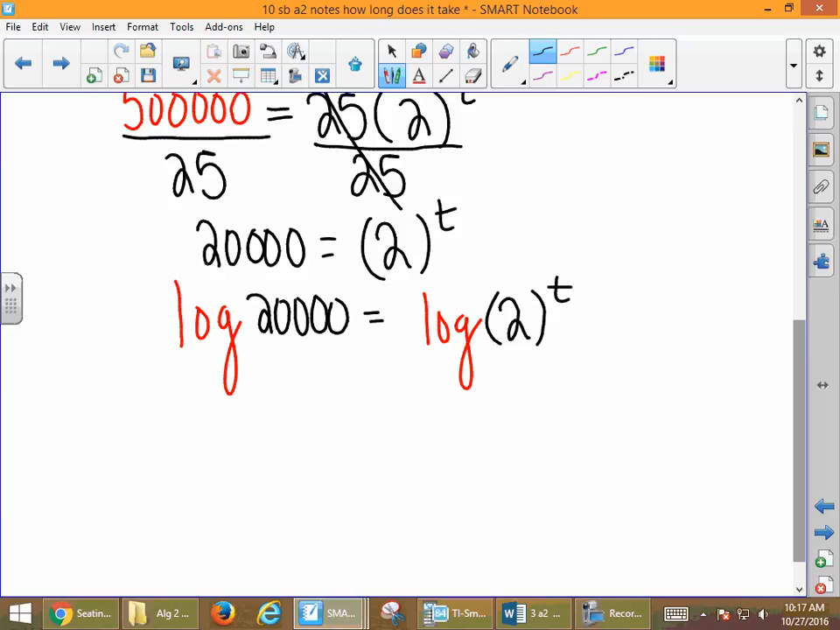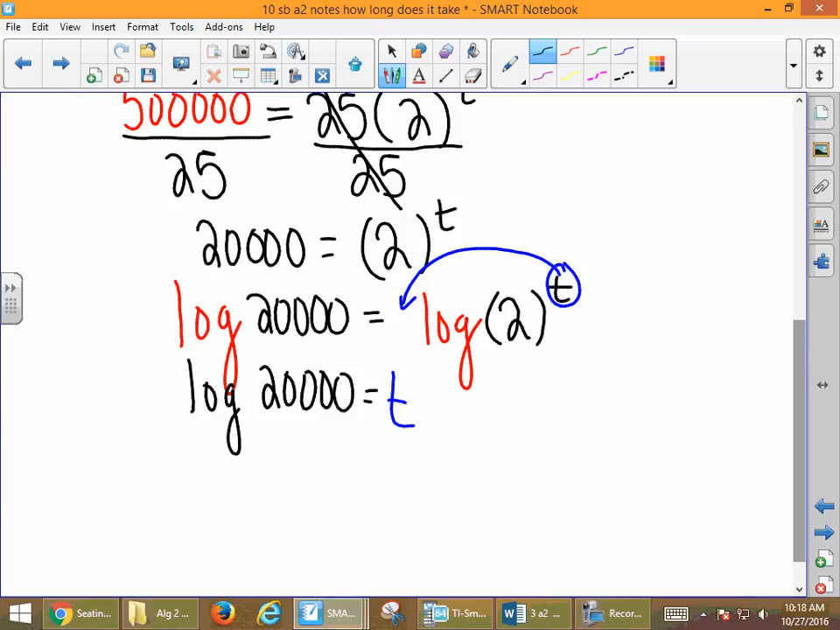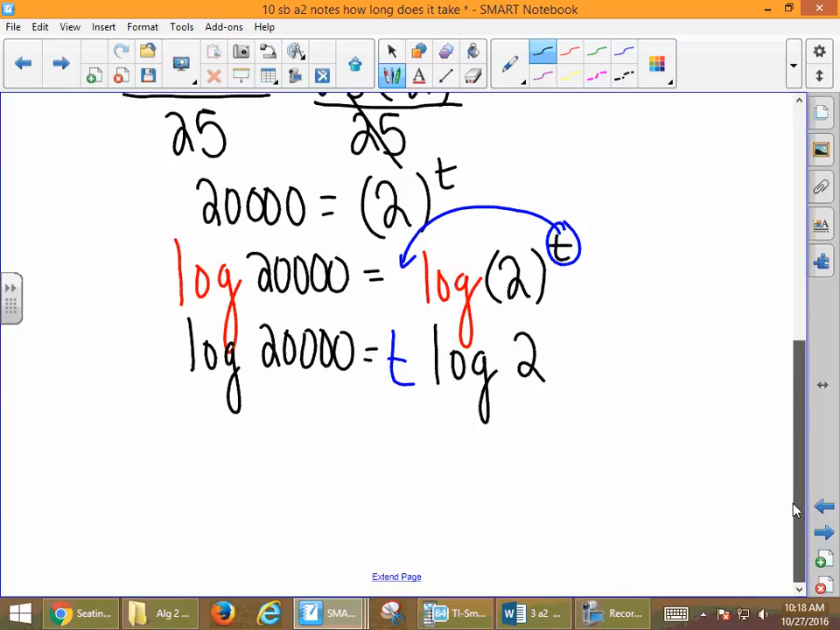Now what? Move the t out in front. So now we've got the t. And we've got log of 20,000 equals t times log of 2. Our goal is to figure out exactly when to the nearest thousandth of an hour. So what's our last step before we can actually type it in our calculator?